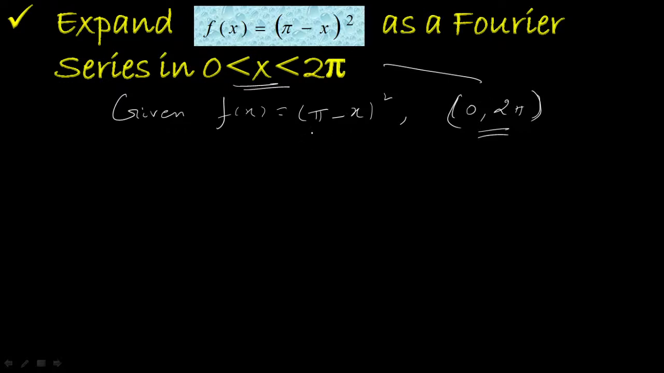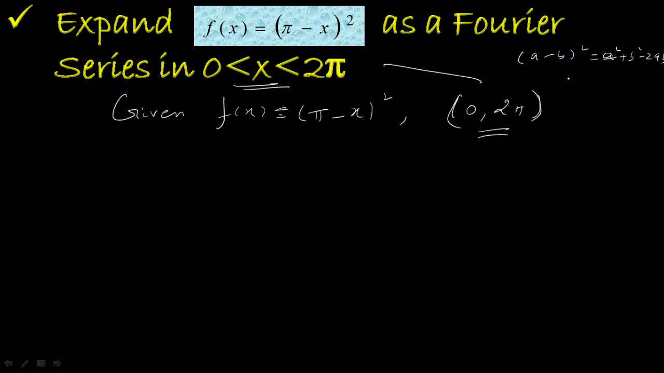Now, look at the function. This is pi minus x the whole square, so it is in terms of power 2. Some of the students expand this function, that is pi minus x the whole square, in the form a minus b the whole square, and expand it. If you expand this, you get a square plus b square minus 2ab.